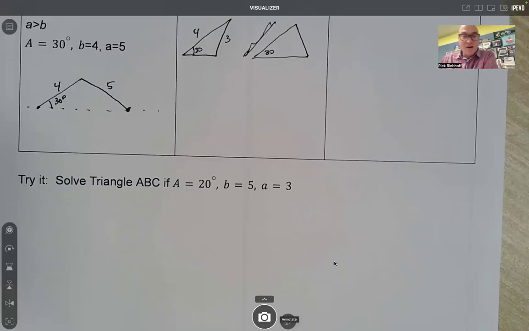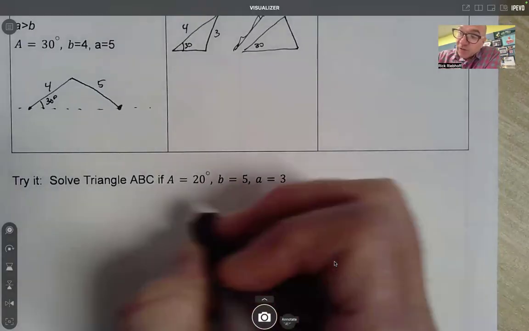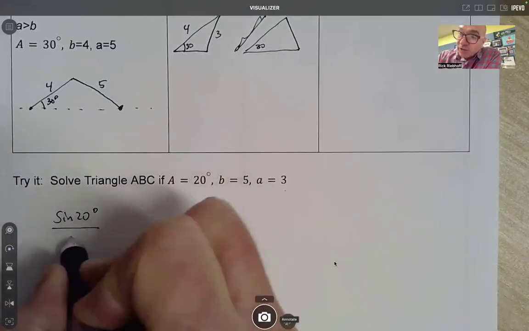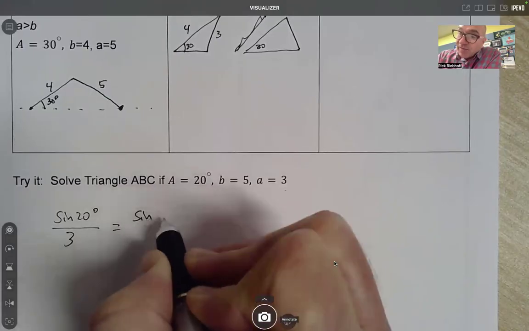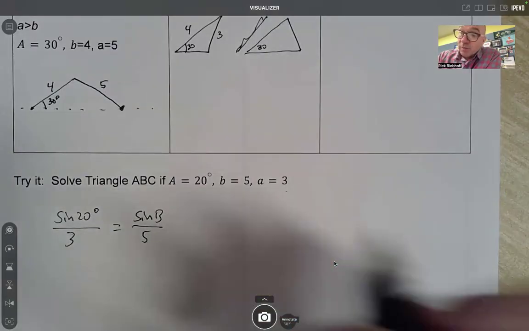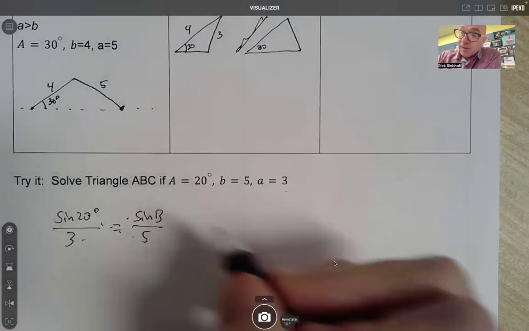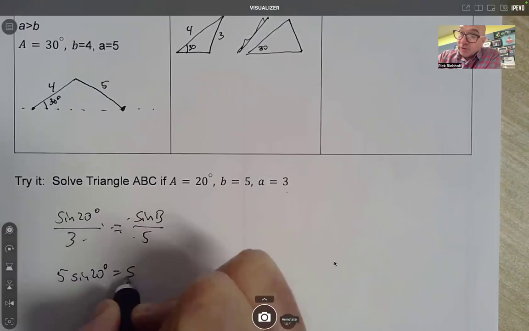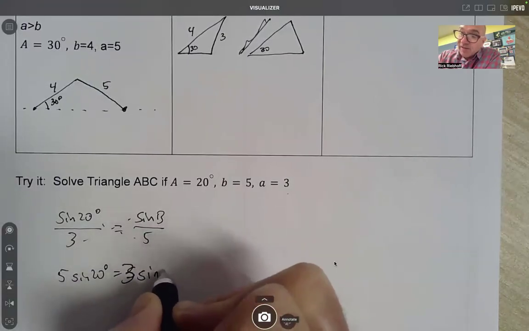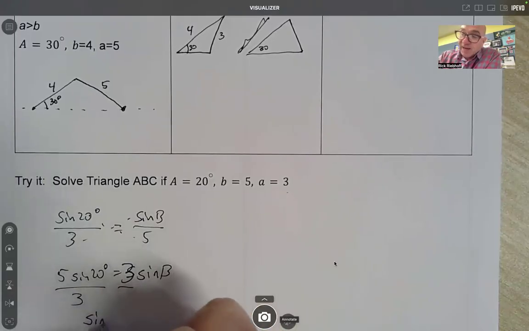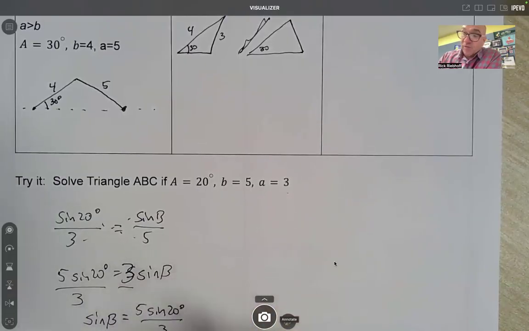Okay, I think we're going for it. All right, so we're going to use law of sines here, right? So I'm going to go sine of 20 degrees over A, which is 3, is equal to sine of angle B over 5, right? We're going to do some cross products. We're going to multiply both sides by the 5 and then 3, and things cancel out. So 5 sine 20 degrees equals 3 sine of B. I'm going to divide both sides by 3. So I get sine of B is equal to 5 sine 20 degrees over 3.